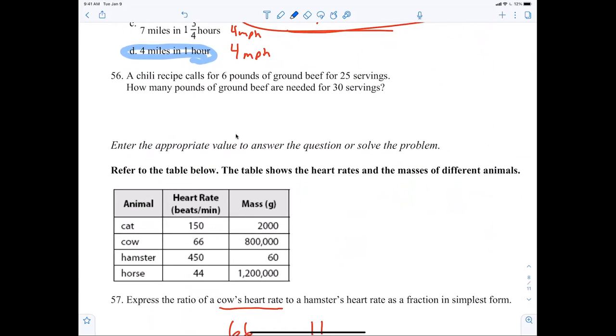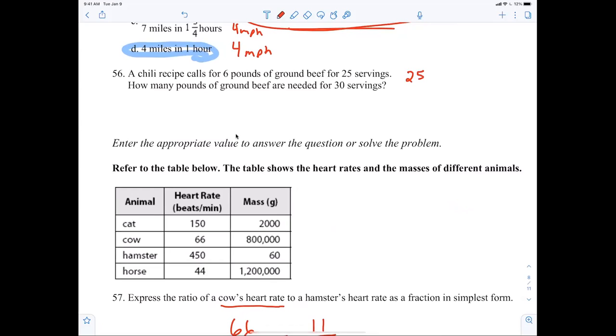Would do 25 divided by 6 equals 4.16. Hold up. Notice he did 25 divided by 6 because that's going to give him the amount of servings per pound. All right, so 1 serving is the same as what? 4.16, and you have 30 servings. So what do I do? So then you divide 30 by 4.16.